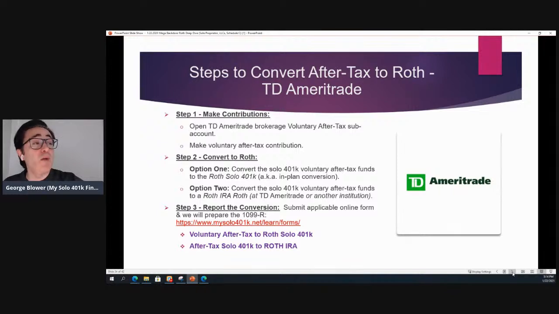TD is a popular place where a lot of our clients have their accounts, and we prepare the paperwork to open up those accounts there. So it's the same process at a high level, right? You contribute to the after-tax sub-account, convert to the Roth Solo 401k, or it could be a Roth IRA, at TD or a different institution, and then submit the applicable form so we can gather the information needed to issue the 1099-R.